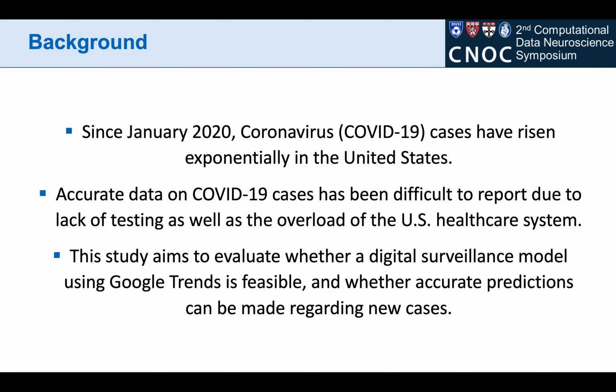As we all know, we've been battling the COVID-19 pandemic since January of 2020, and cases have exponentially risen in the United States and continue to rise today as we see a second wave. Accurate data on the COVID-19 case load has been difficult to report due to lack of testing, as well as an overload of the healthcare system in general. Our study aims to evaluate whether a digital surveillance model using Google Trends data is feasible and whether accurate predictions can be made regarding new cases as well as new hotspot locations.